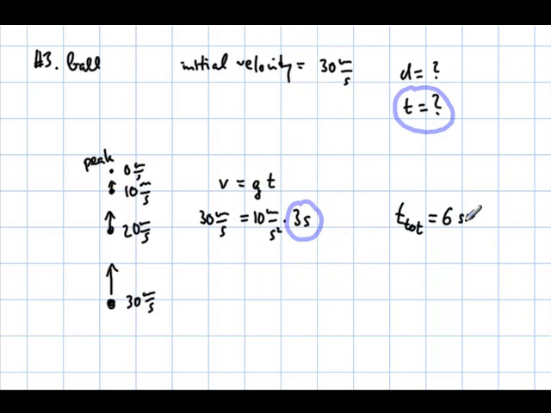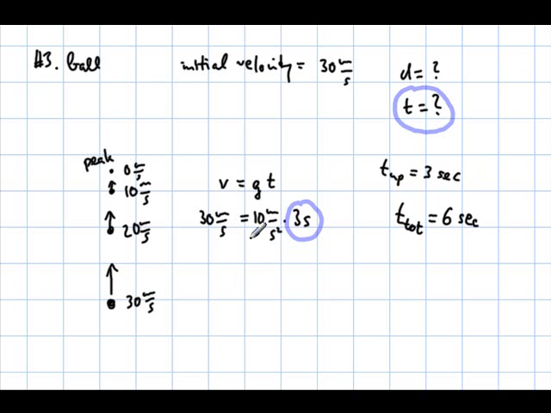Whoops. 6 seconds. There we go. And the time on the way up is 3 seconds. And that's also what I need in order to figure out what the distance is to the peak.